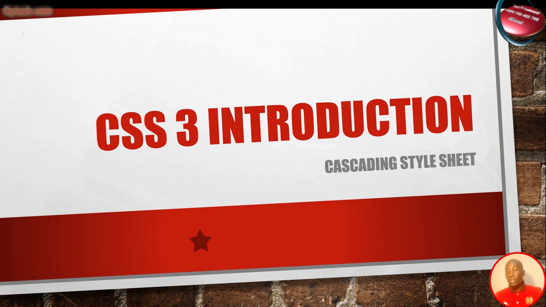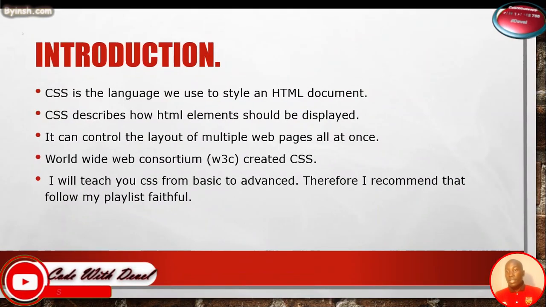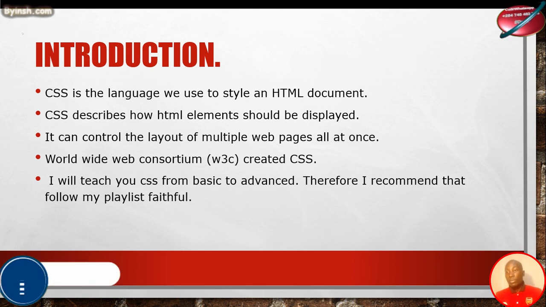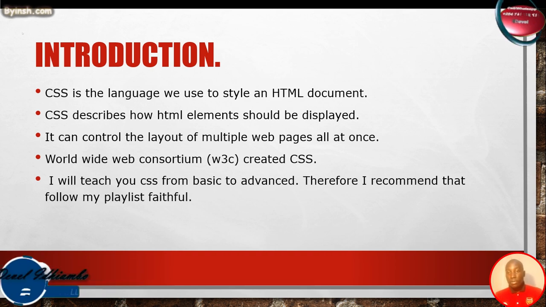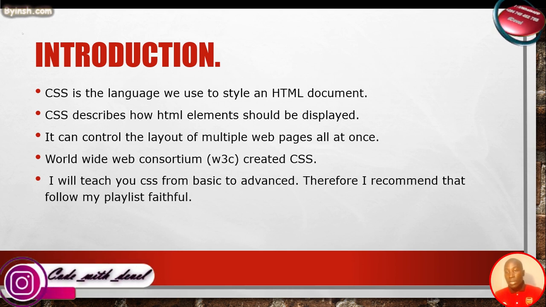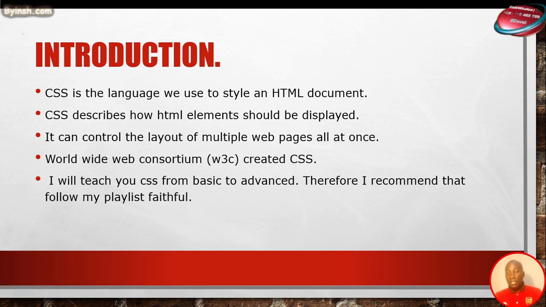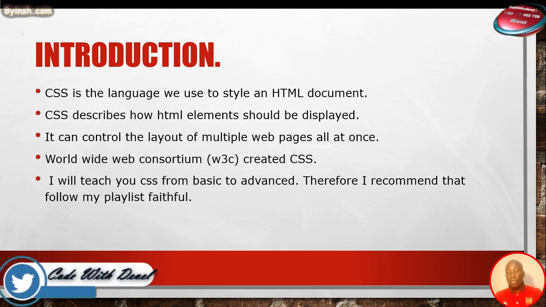CSS3 is the current version of the CSS language, and CSS simply means Cascading Style Sheets. So CSS is a language that we use to style an HTML document. In other words, it describes how HTML elements should be displayed. It can control the layout of multiple web pages all at once, as we shall see in our advanced tutorials. The group we call W3C created CSS because using HTML to style documents was very hectic, so they came up with CSS to solve the problem.